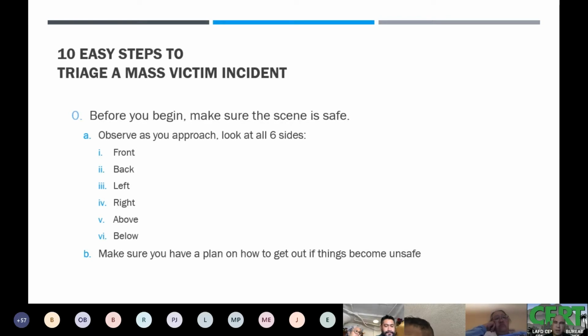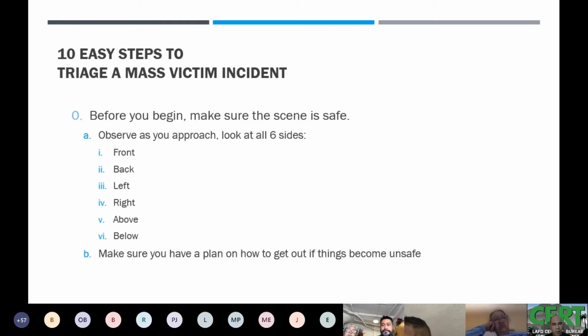Same thing, know what you're on. If you're on a puddle of water and this bus crashed into a power pole, you're putting yourself at risk by not knowing that. Look above you. Are there dangling power lines? Is there a tree that this thing has just hit and that tree is threatening to come down on top of you?